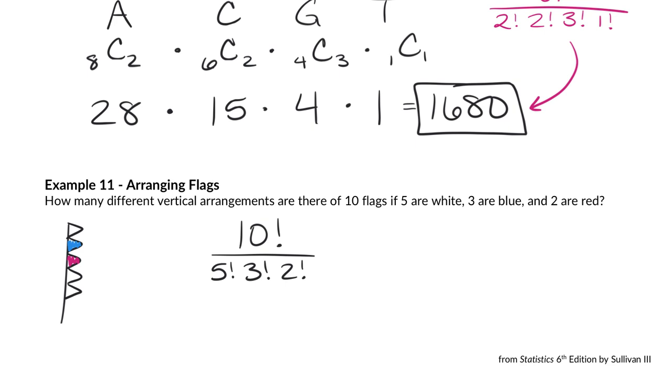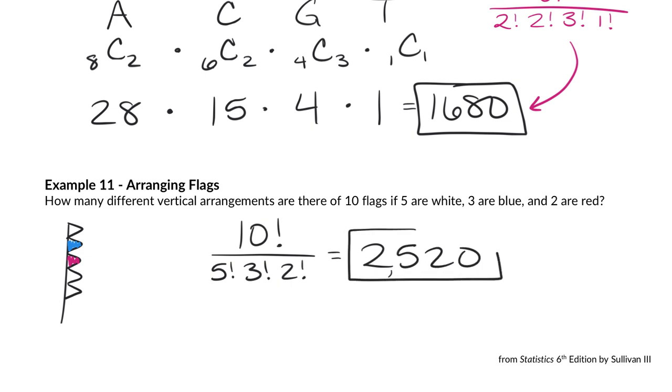What'd you guys get? 2,520. Which is a lot of different combinations for these 10 objects.